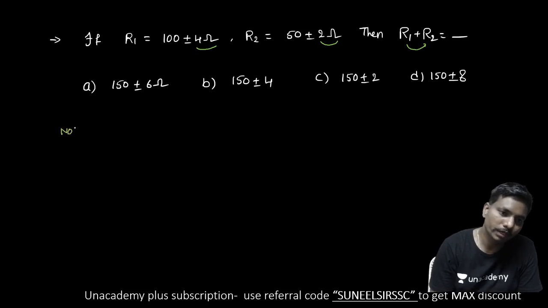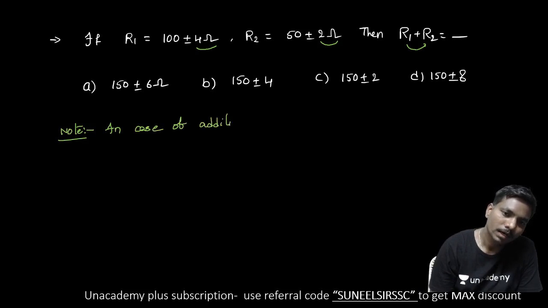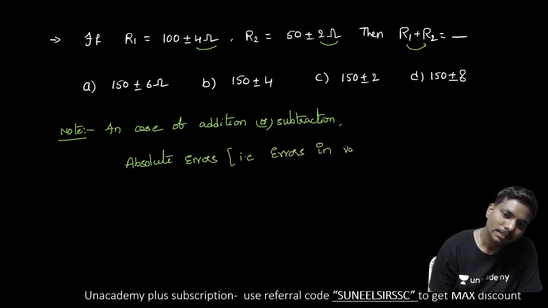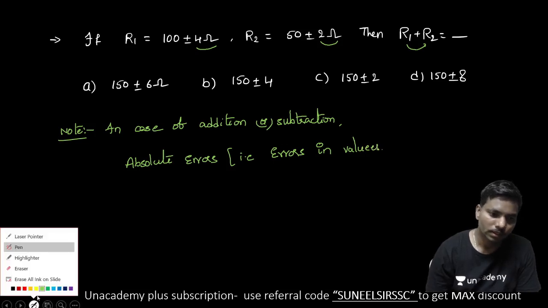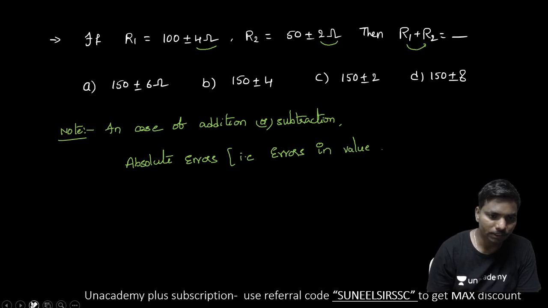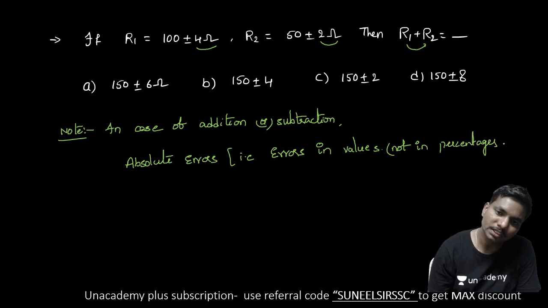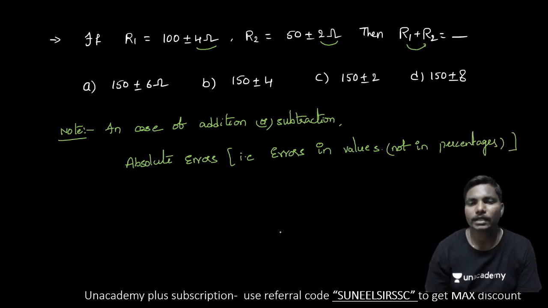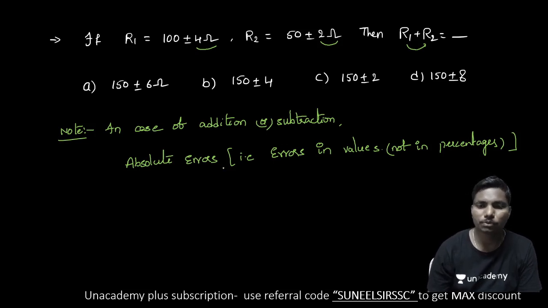So for that, note down, very important point. In case of addition or subtraction, absolute errors are added. Absolute errors in the sense errors in values, not in percentages. If they have given errors in percentages, we have to convert them into values and then only we have to add. Okay. In case of addition or subtraction, absolute errors are added.